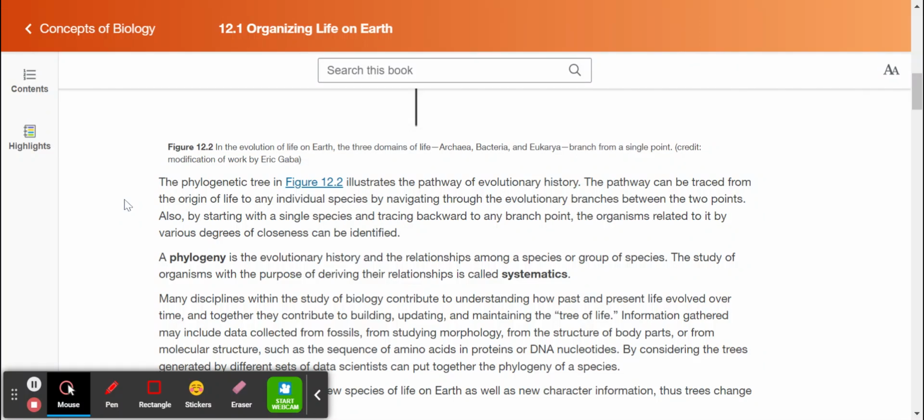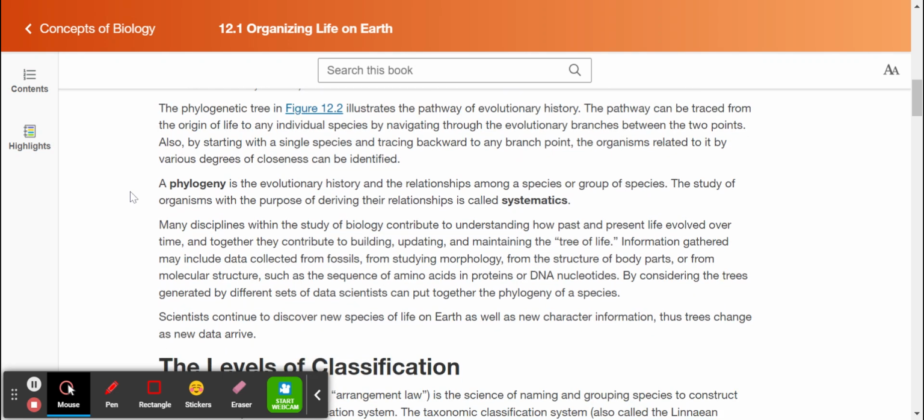The phylogenetic tree in Figure 12.2 illustrates the pathway of evolutionary history. The pathway can be traced from the origin of life to any individual species by navigating through the evolutionary branches between the 2 points. Also, by starting with a single species and tracing backward to any branch point, the organisms related to it by various degrees of closeness can be identified.